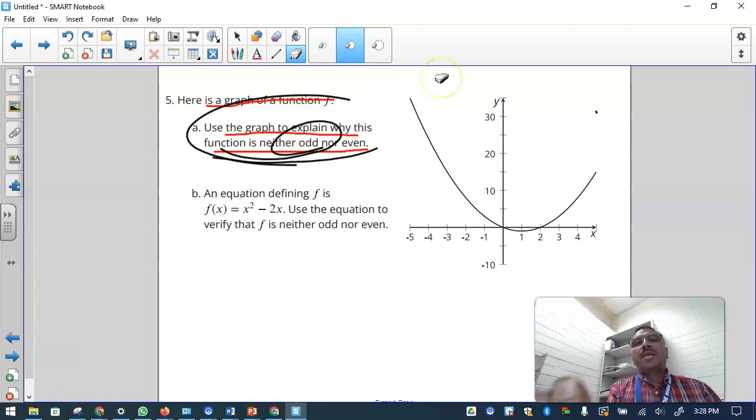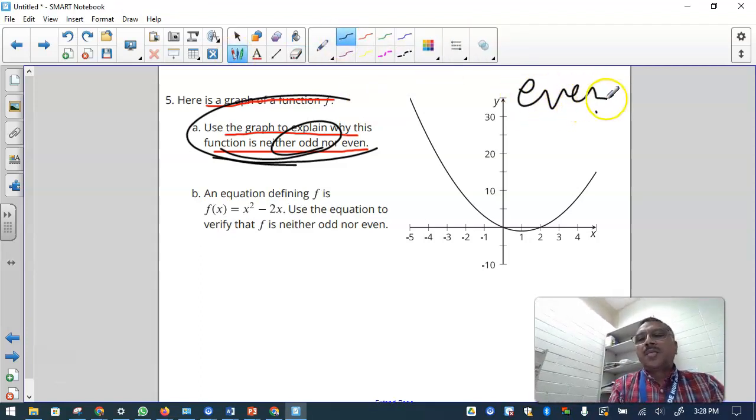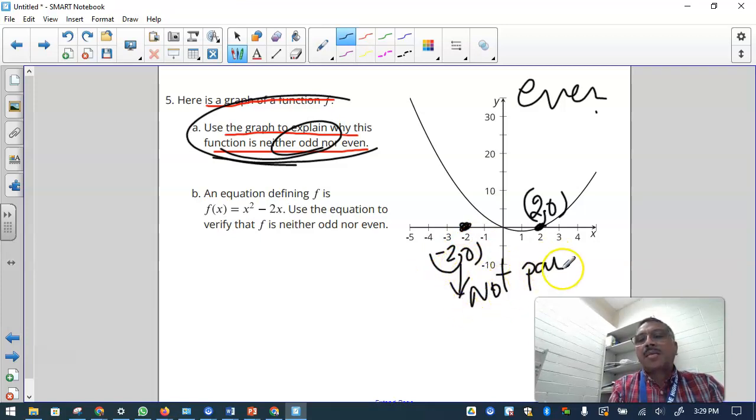Another way to show whether this is not even is, if you see, even is this point. Let's say this point that you see is (2, 0). Now this point, when you reflect, it goes right here. See? So when you reflect, this is not part of the graph.